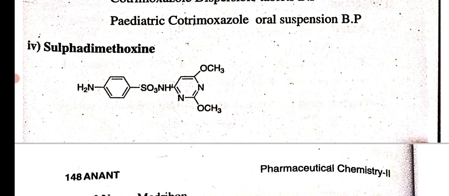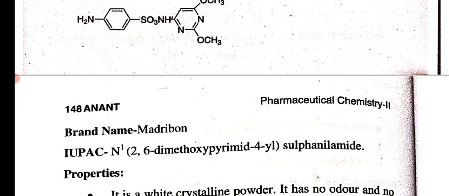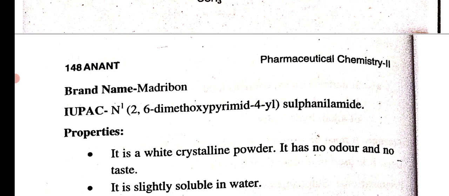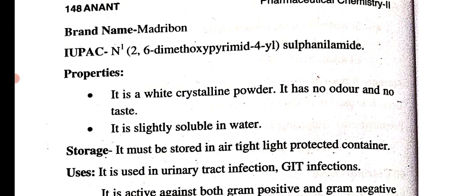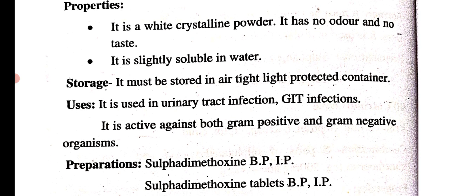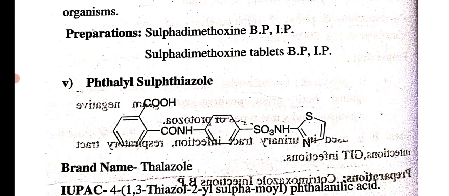The next drug is sulfadimethoxine. The brand name is Madribon. Its IUPAC name is 2,6-dimethoxypyrimidin-4-yl sulfanilamide. Properties: it is a white crystalline powder. Almost all the drugs which come under the category of sulfanilamides are crystalline powders, odorless, but some might taste bitter. It is slightly soluble in water. Almost all the drugs should be stored in tight, light-protected containers. It is used in urinary tract infection and GI infection.